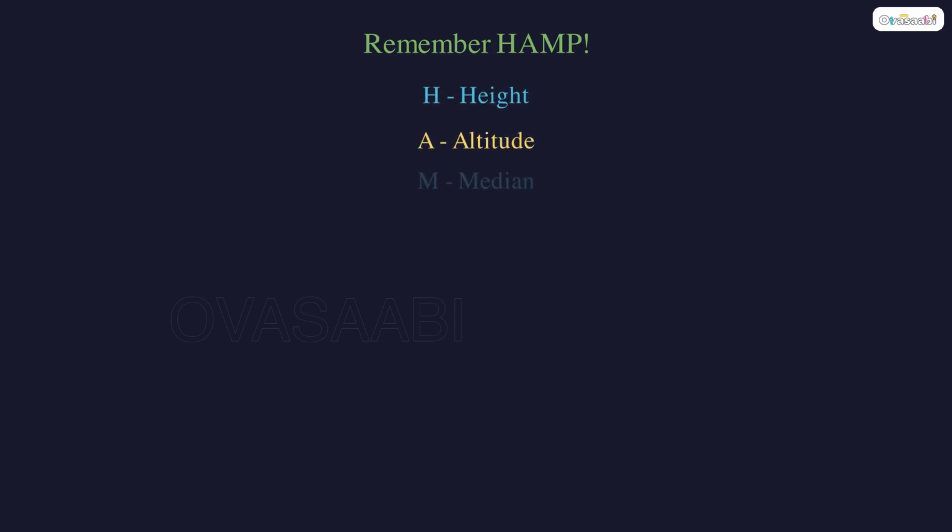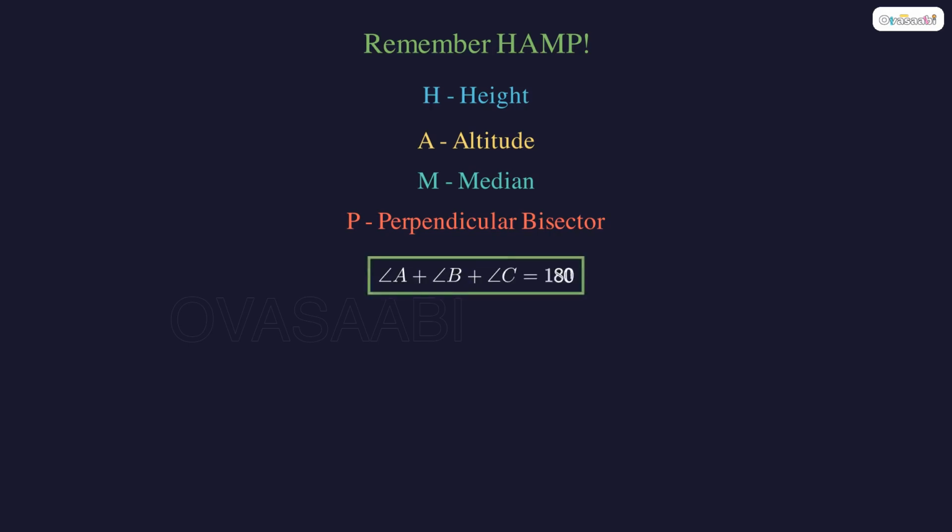Remember HAMP: height, altitude, median, perpendicular bisector. And never forget, all angles in a triangle add up to 180 degrees.